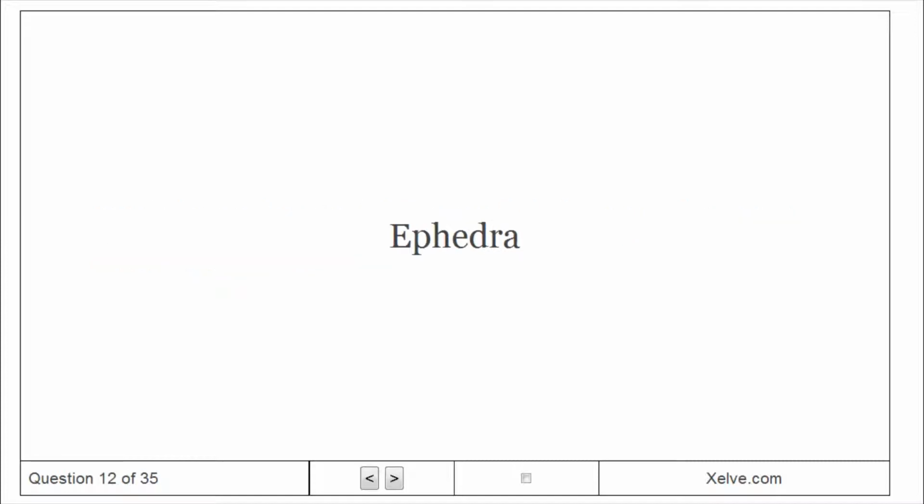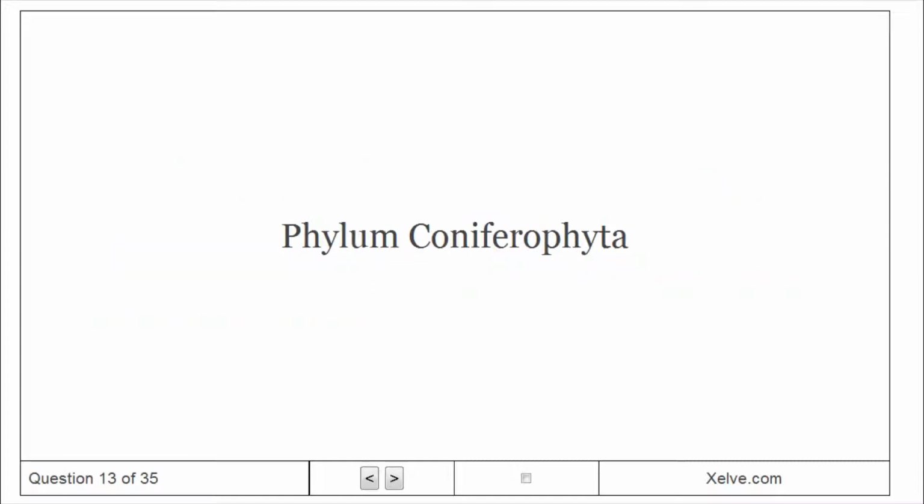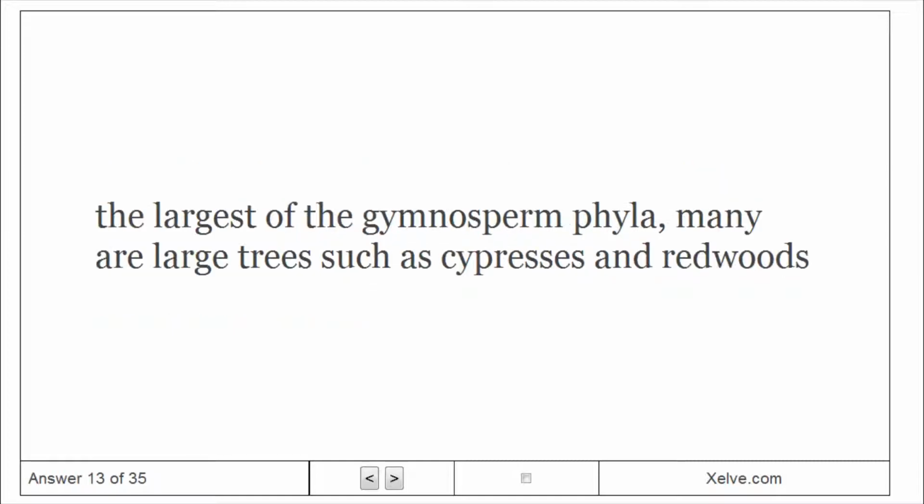Ephedra. Inhabits arid regions worldwide, sometimes desert shrubs are called Mormon tea, produces ephedrine, which is used medicinally as a decongestant. Phylum Coniferophyta. The largest of the gymnosperm phyla, many are large trees such as cypresses and redwoods.